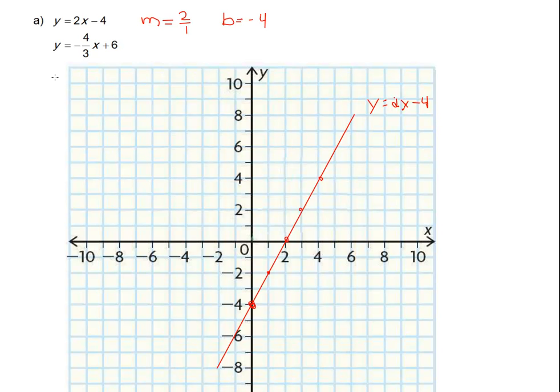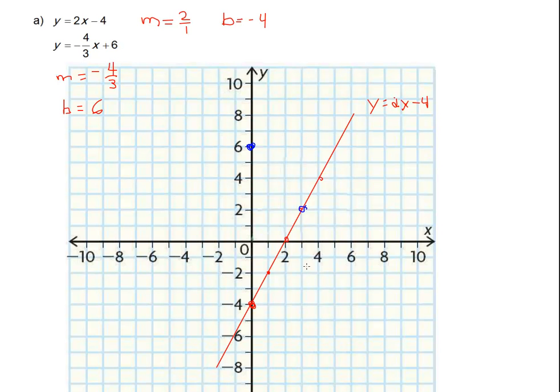So this one here, the second one, the slope would be negative 4/3. And the y-intercept would be 6. So 6 is the y-intercept right there. We start at 6. We go down 1, 2, 3, 4, and over 3. So that's actually the point of intersection right there.